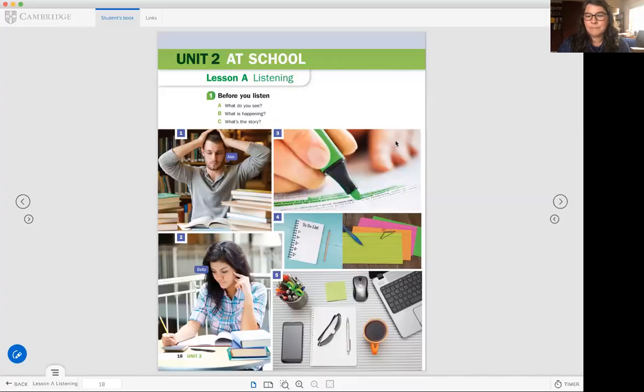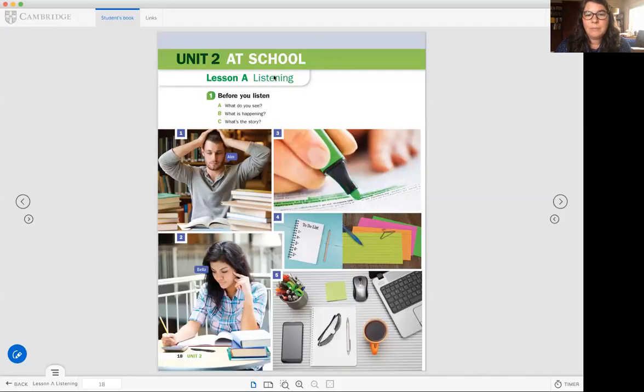Hi, so we're starting Unit 2 today. This is Lesson A, and it's a vocabulary and listening lesson. So I will include the recording in the lesson so you can listen several times if you want to. Okay, let's take a look at your books. This is page 18 and 19.